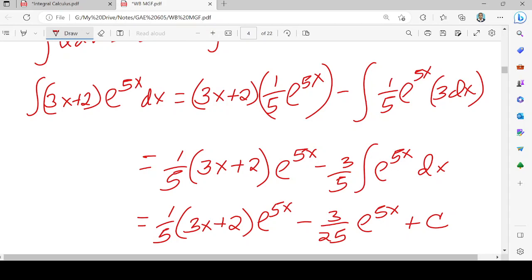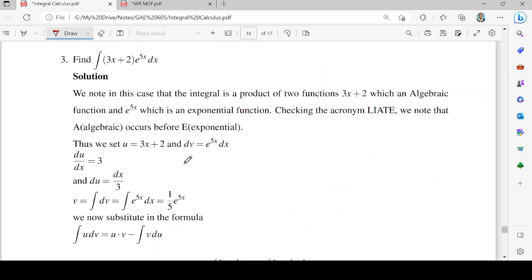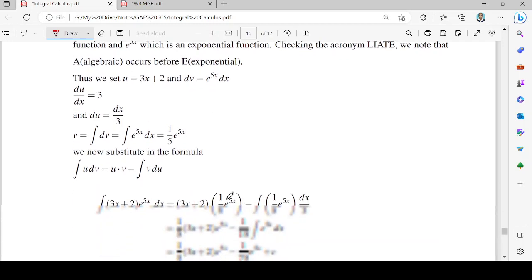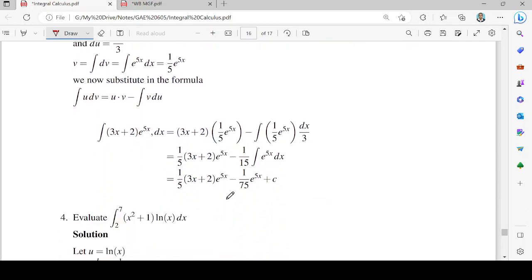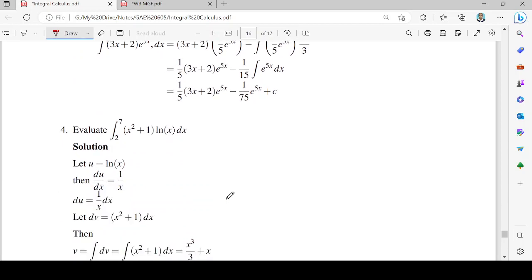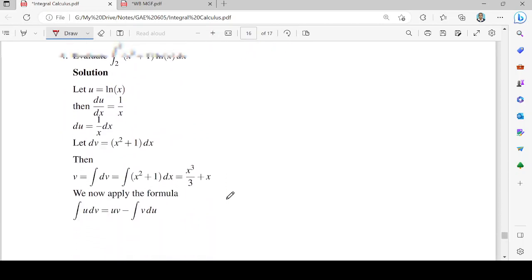So we see that the method is easy to apply, but what is important is to ensure that you choose the functions u and dv carefully. The functions should be carefully chosen to ensure that you have the right function.